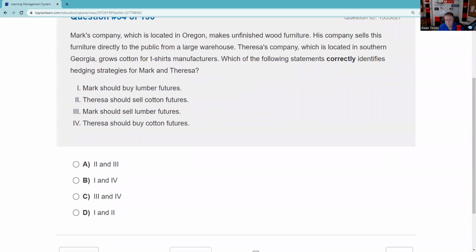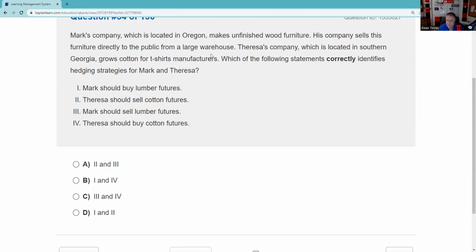Mark's company is located in Oregon. It makes unfurnished wood furniture. His company sells the furniture directly to the public from a large warehouse. Teresa is located in southern Georgia. She grows cotton for t-shirt manufacturers. Which of the following statements correctly identifies the hedging strategies of Mark and Teresa?